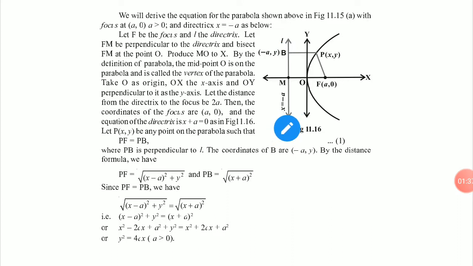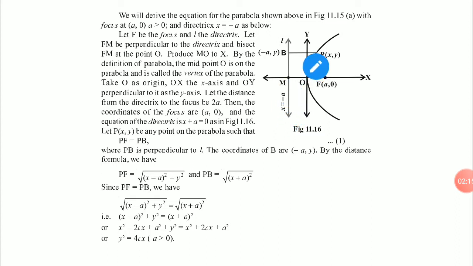As I explained in the previous video, the directrix is always equidistant from the vertex, as is the focus. So OF and OM, these distances are always equal. Obviously, the vertex lies on the origin O. So if the focus is (a, 0), the directrix is x equal to minus a. This is the equation of directrix, x equal to minus a.